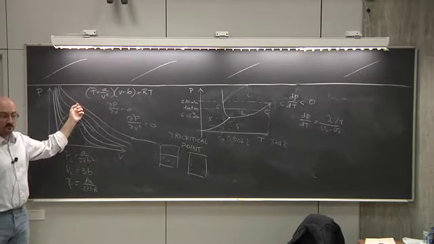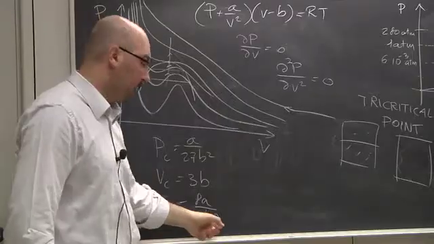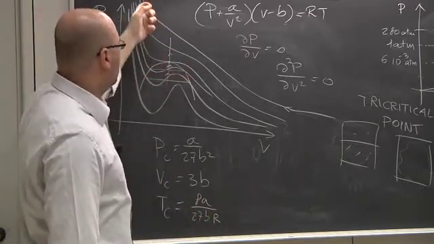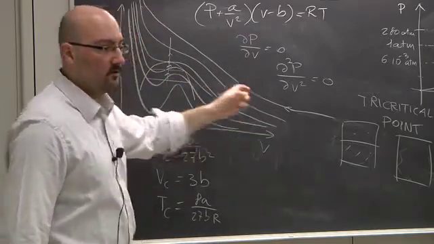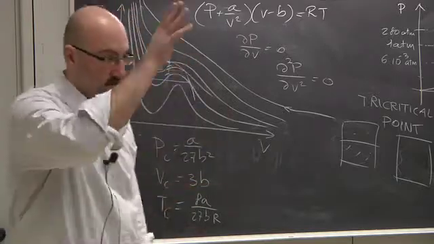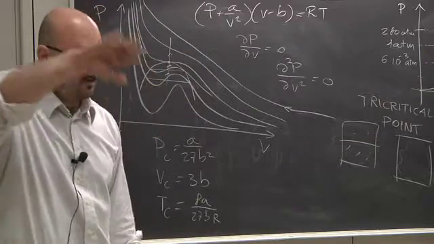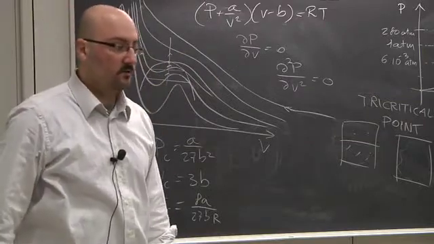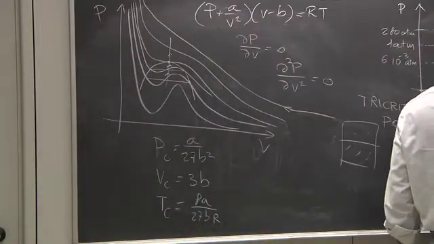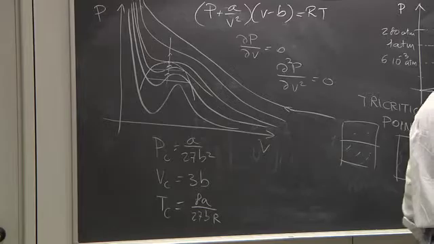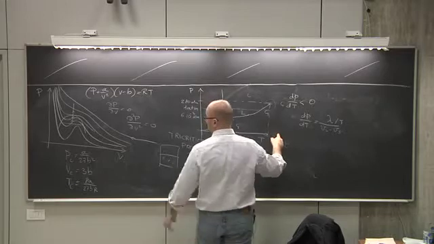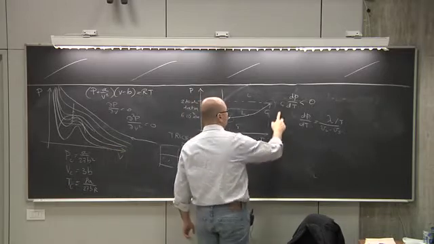Above this temperature, 8A divided by 27BR, the curves are smooth and going down, so if you follow this equation for temperature higher than this, you should not see any discontinuity, any change in the derivatives, and so on and so forth. So you should assume you are in this region here. Very high temperature, and you decrease the volume, so the pressure increases.